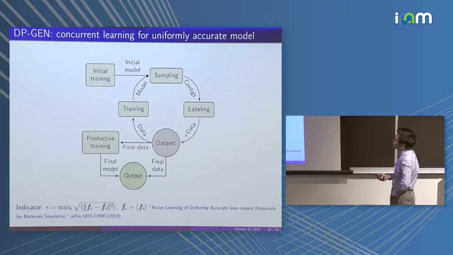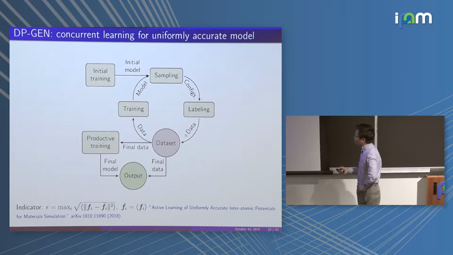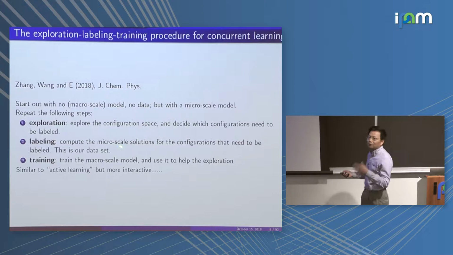This is a little more interactive than active learning. So this is the cycle. Okay, this is what I just said. Now, let me just mention that there are several questions. First, the very sensitive one: how do we explore? The second question is, how do we decide which configuration needs to be labeled?